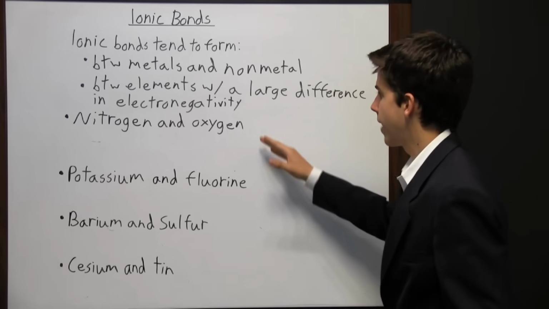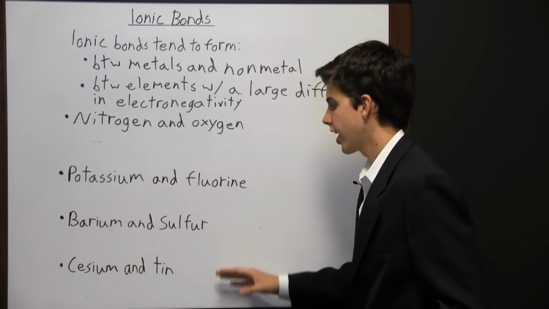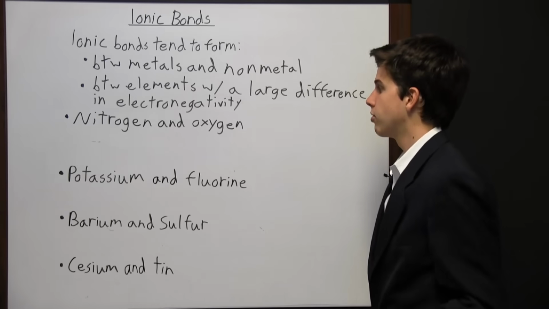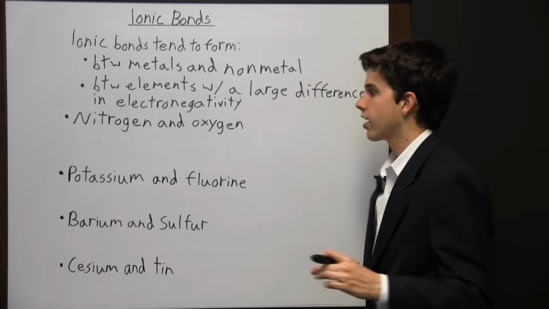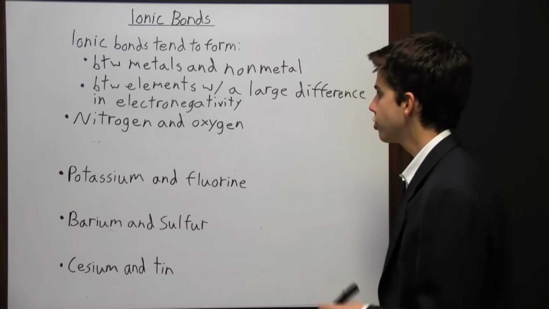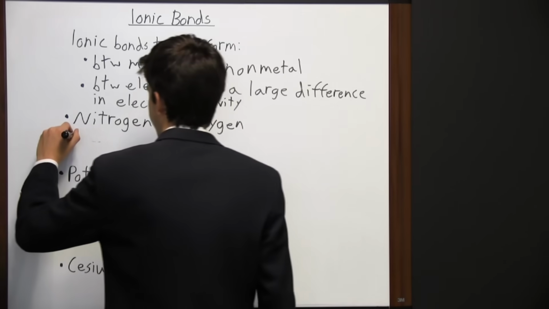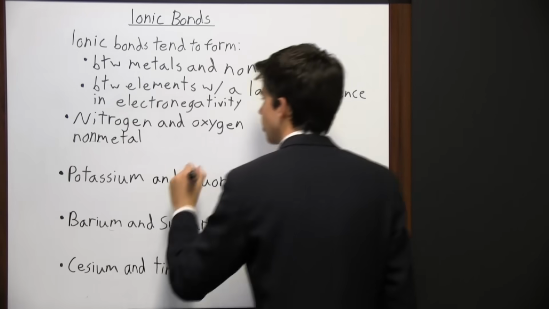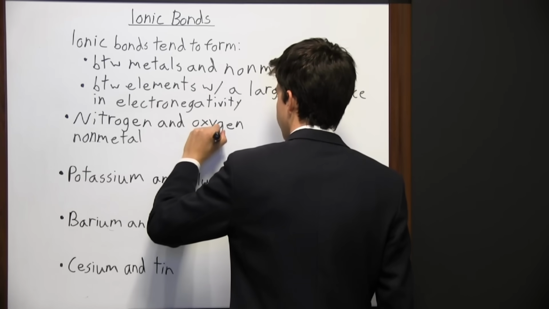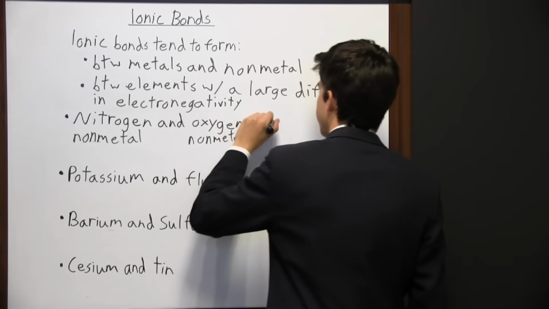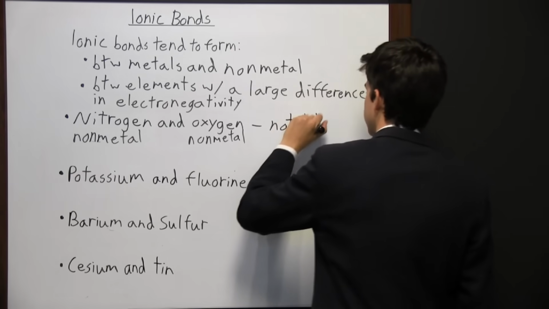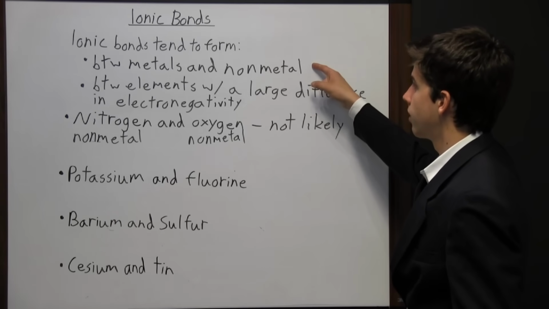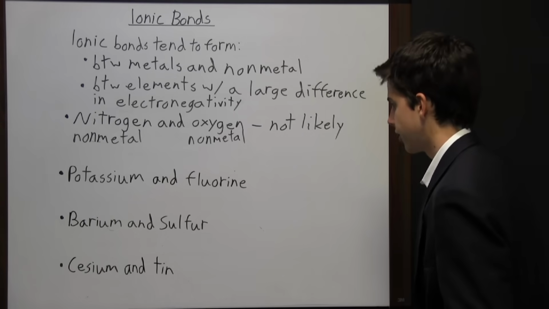Now, I have some pairs of elements here, and I want to examine these elements to see if they meet this criteria and determine whether or not they are likely to form ionic bonds. So first we have nitrogen and oxygen. Now, nitrogen is a nonmetal, and oxygen is obviously a nonmetal. So they are not likely to form ionic bonds because it is not between a metal and a nonmetal. We have two nonmetals here.